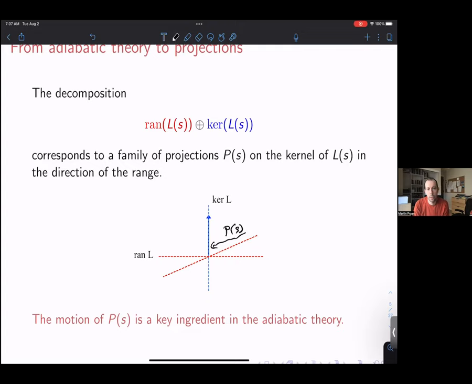This family of projections corresponds to this decomposition of space, and it is the motion of this family of projections that is the key thing in adiabatic theory. It is exactly this motion that is the key ingredient in adiabatic theory, and it is why adiabatic theory and perturbation theory of projections are so closely connected.